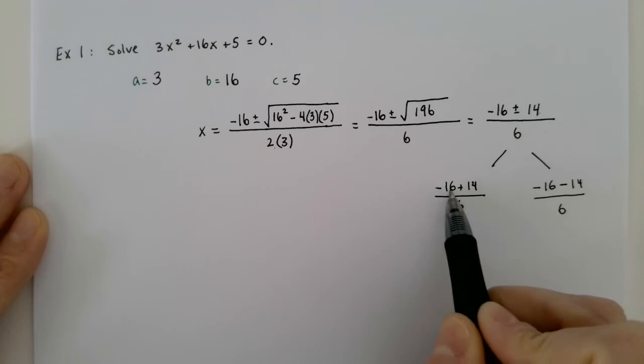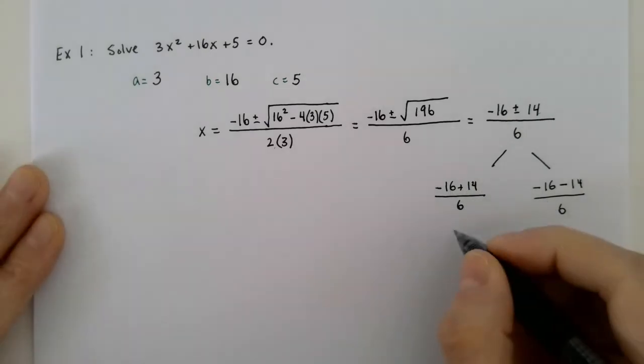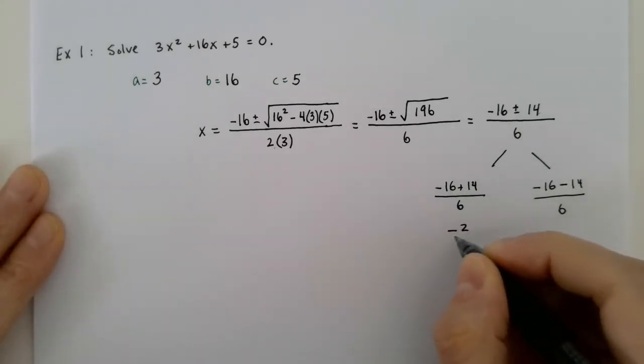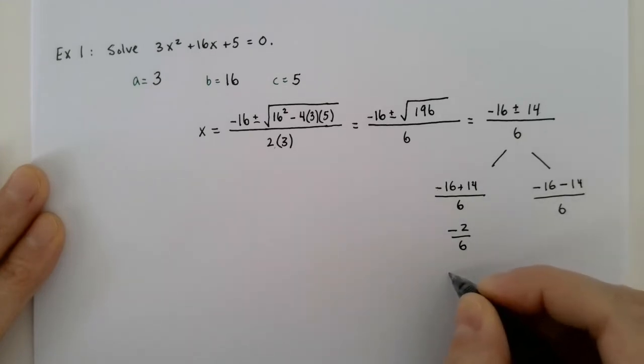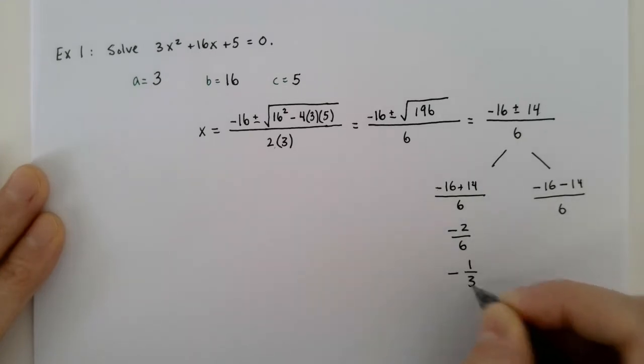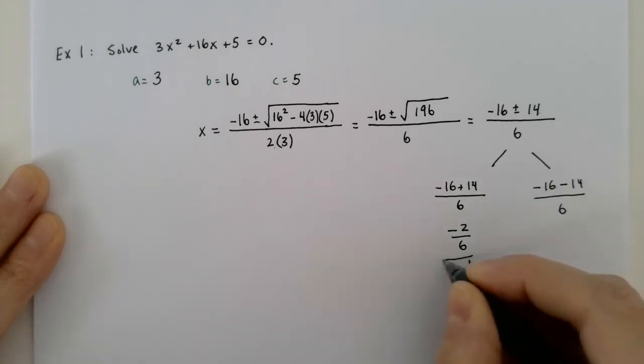So let's take a look. Negative 16 plus 14 is negative 2 all over 6, and that equals negative 1/3. So that's one of my answers.